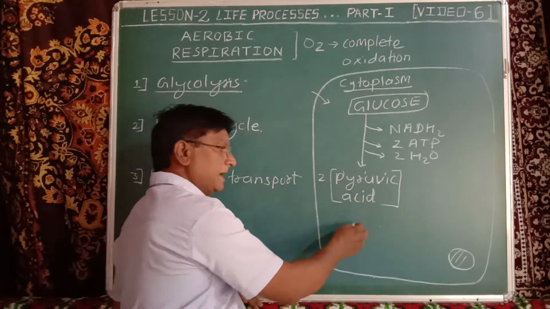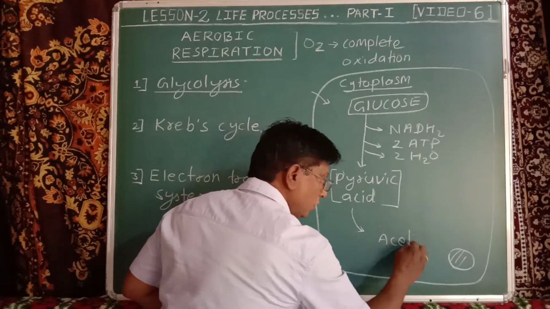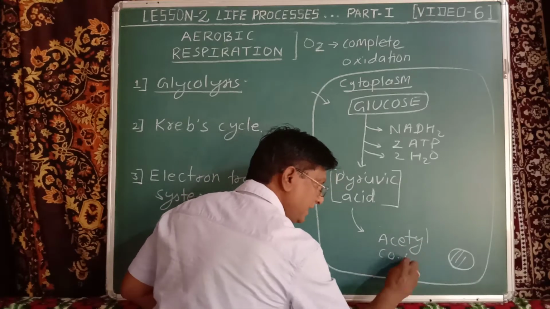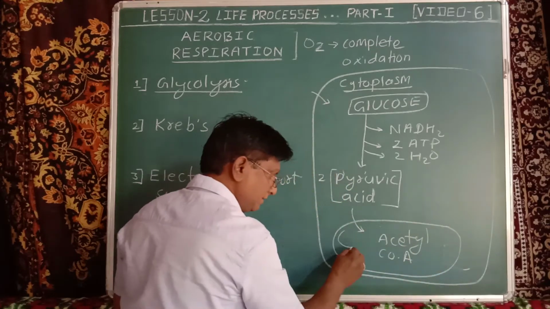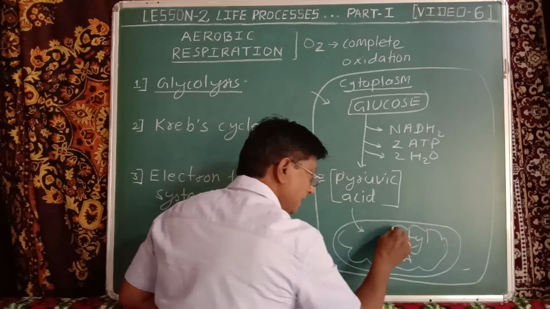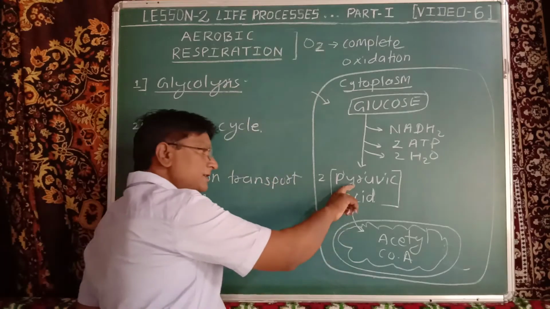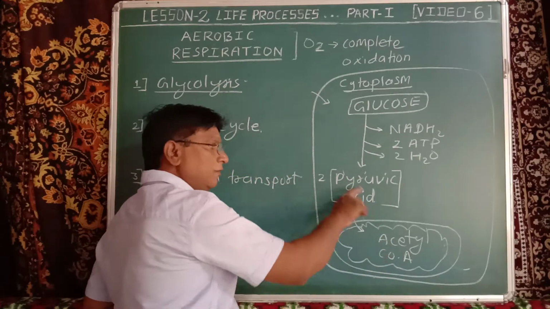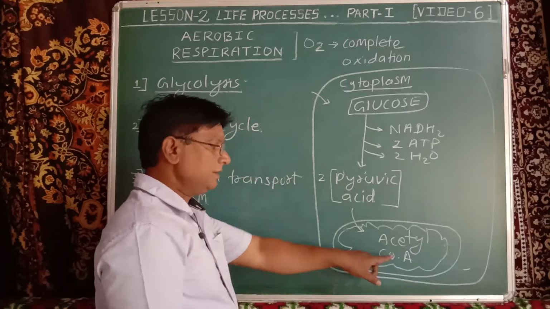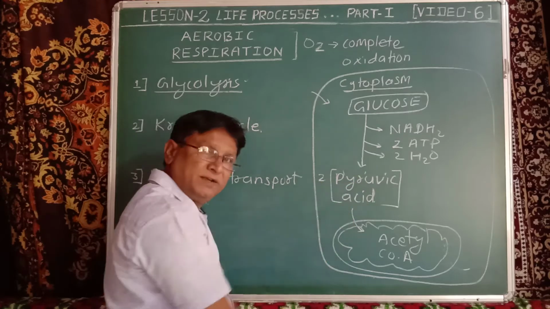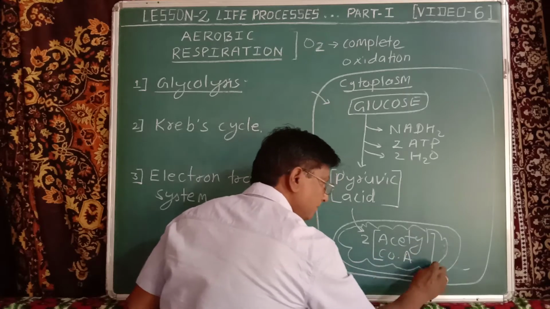Pyruvic acid further gets converted into acetyl-CoA, a chemical called acetyl coenzyme A. This process takes place in the mitochondria. This is mitochondria, and then the glycolysis gets complete. While entering from cytoplasm to mitochondria, pyruvic acid gets converted into acetyl-CoA. There are two molecules of pyruvic acid, hence two molecules of acetyl coenzyme A are formed.